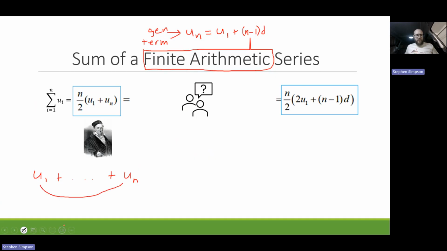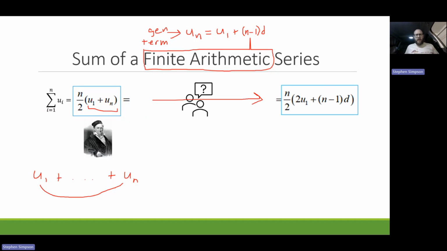Add the first term plus the last term. They always add up to the same thing. They add up to u sub 1 plus u sub n. They add up to whatever they add up to. And how many terms are there? The number of terms divided by 2. Sorry, that's how many pairs there are. There are the number of terms divided by 2 pairs. N over 2 pairs. So this formula makes some intuitive sense. The formula on the right doesn't make intuitive sense. It makes logical sense, and I'll show you how.